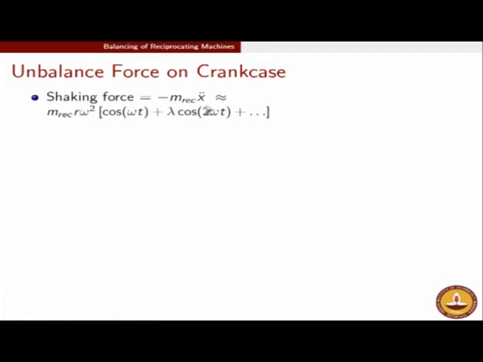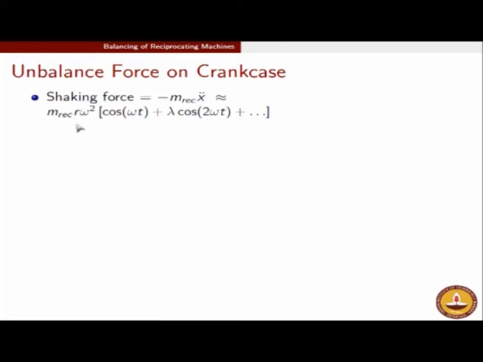And we have already found out in the last class that there is a simple expression for x double dot, which is minus omega square r times cos omega t plus lambda cos 2 omega t. So we are now seeing a very simple expression which I can write in one line, that is, the shaking force on the frame of an IC engine.